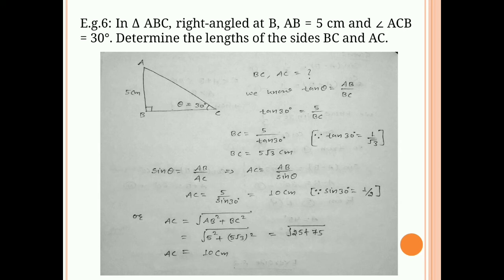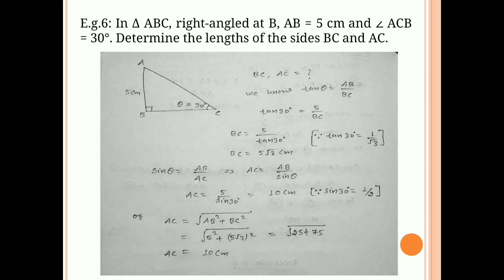So BC will be 5 upon tan 30, and the value of tan 30 from the table is 1 by root 3. So if we put tan 30 as 1 by root 3, then our BC will become 5 into root 3 centimeters, since 1 by root 3 is in the denominator and root 3 will go to the numerator. So we get BC as 5 into root 3 centimeters.